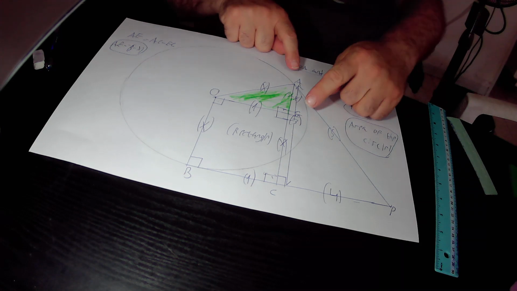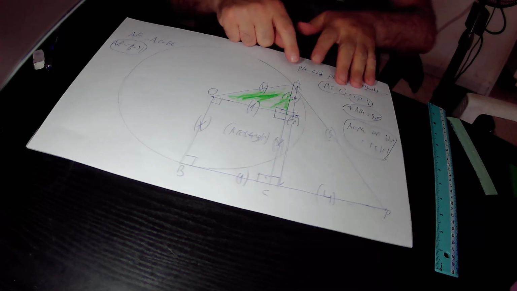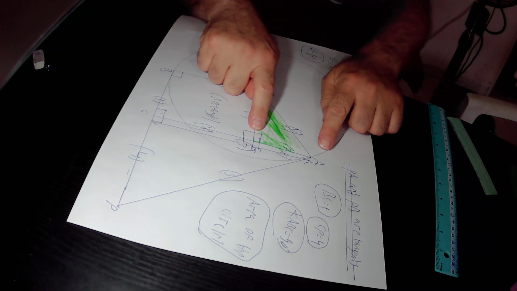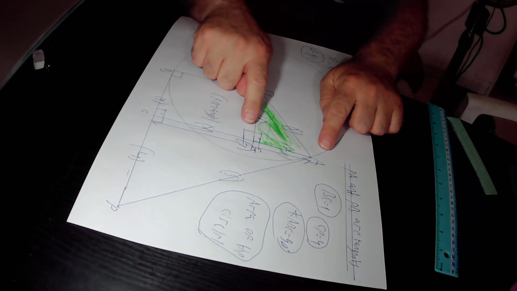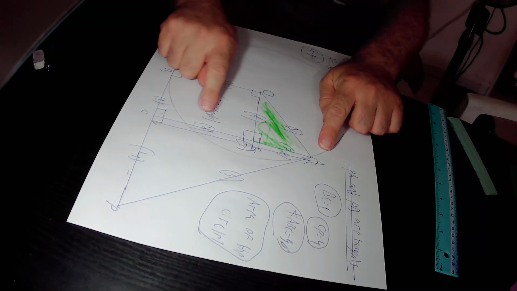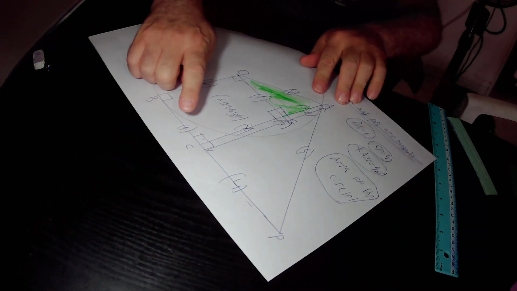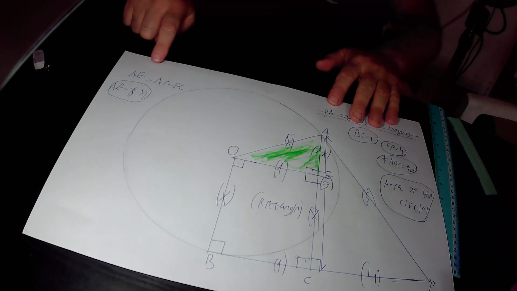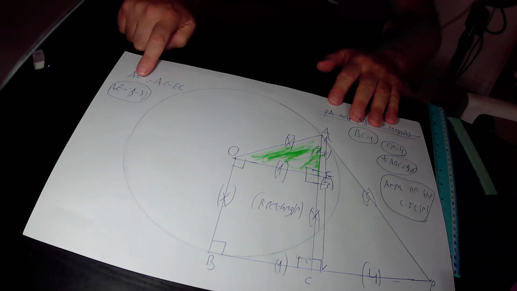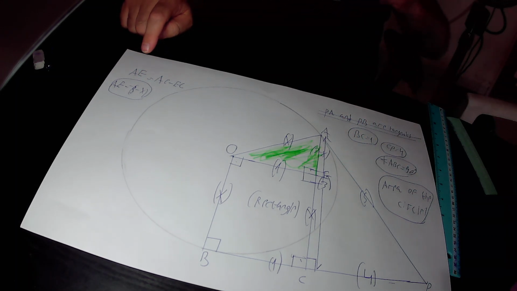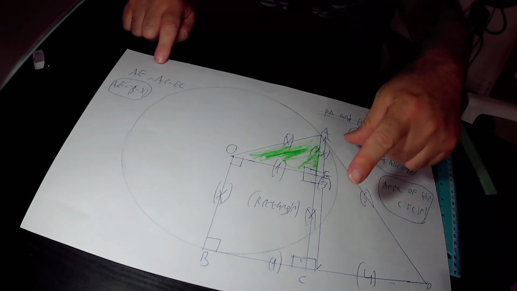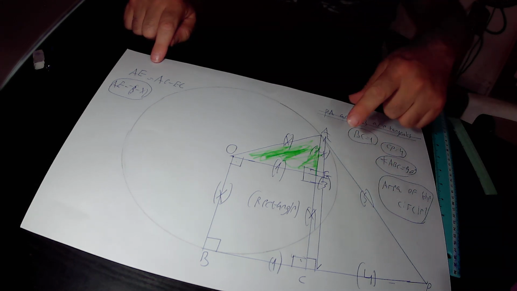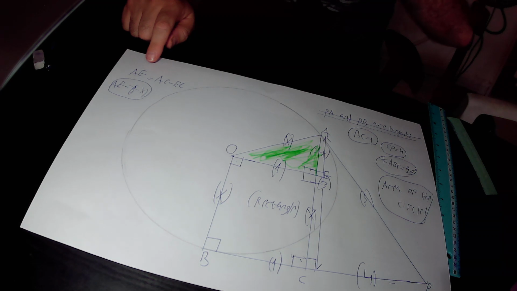What is the length of AE? From the drawing, it is very easy to see that AE equals AC minus EC. Again, AC minus EC equals AE. So AE equals AC, that is 3, minus EC, that is x. So in total, AE equals 3 minus x units in length.